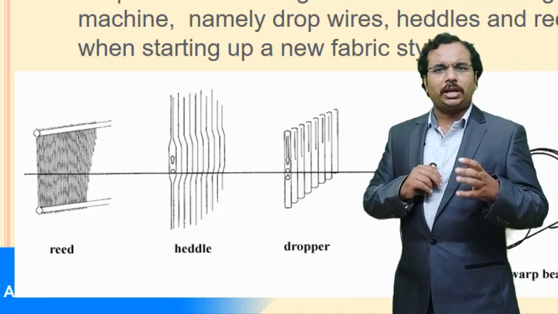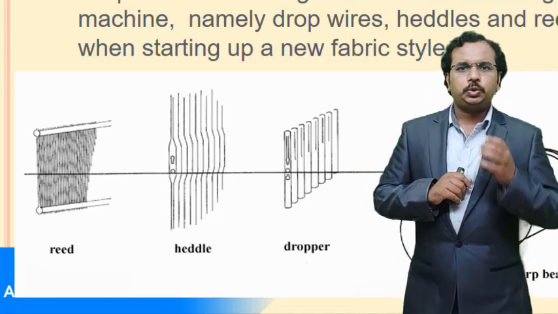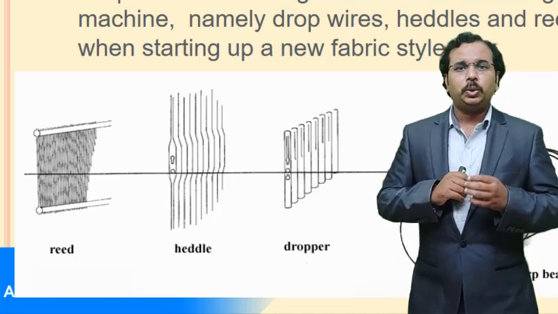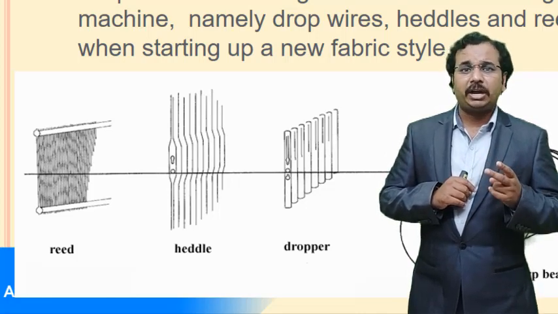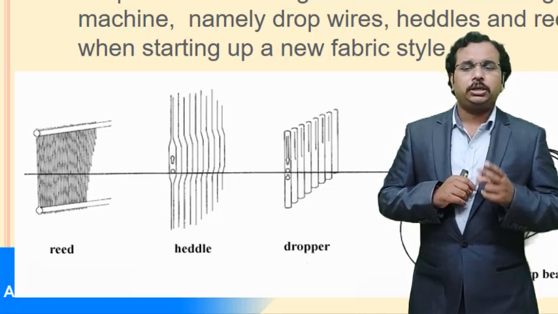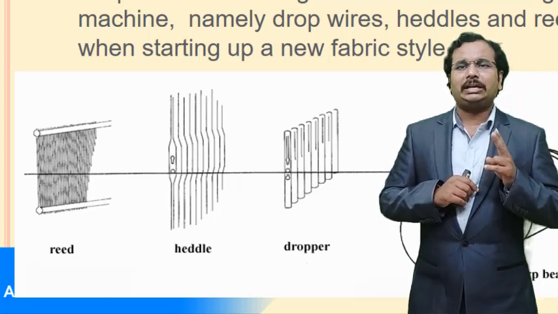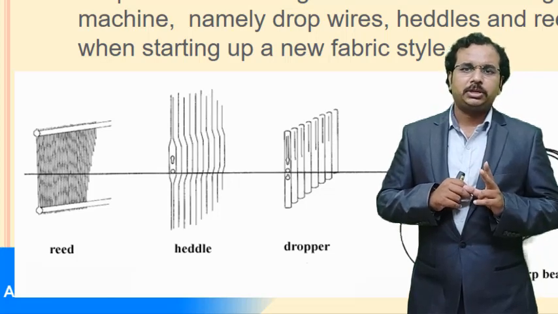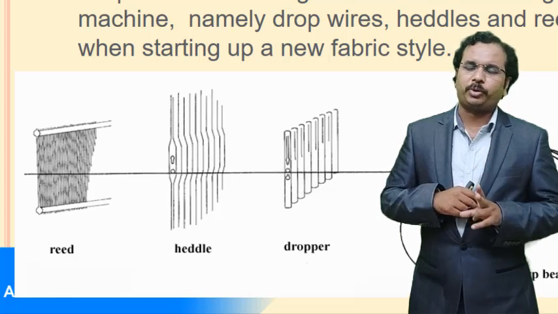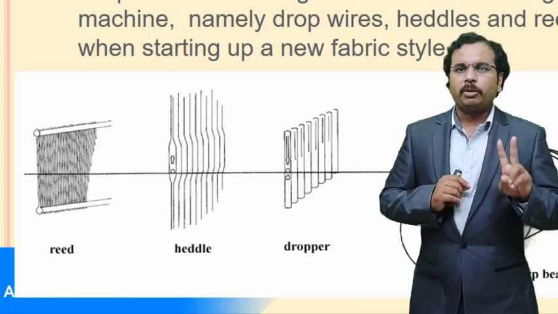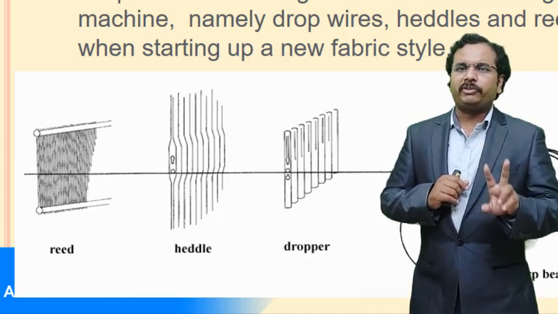Why these heddle wires, or heddles, are used is that to manufacture the fabric we need to divide the warp sheet into two layers. To divide the warp sheet into two layers, we are using heddle wires and heddle frames. The minimum requirement for the number of heddle frames in the weaving process is 2. Two heddle frames are required.